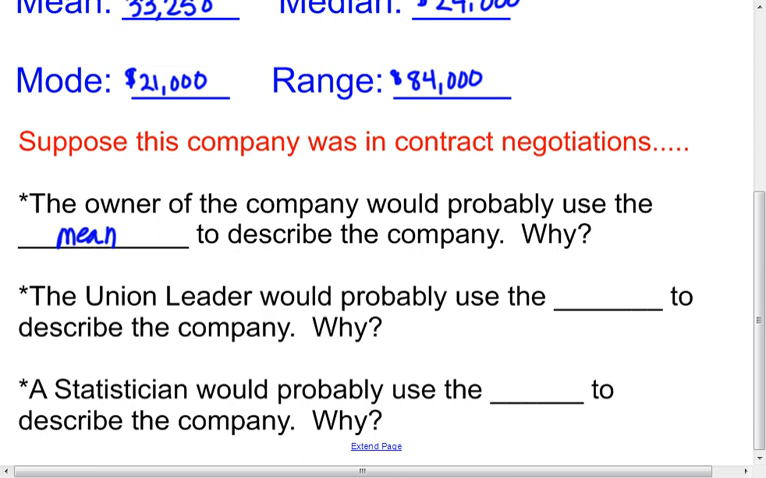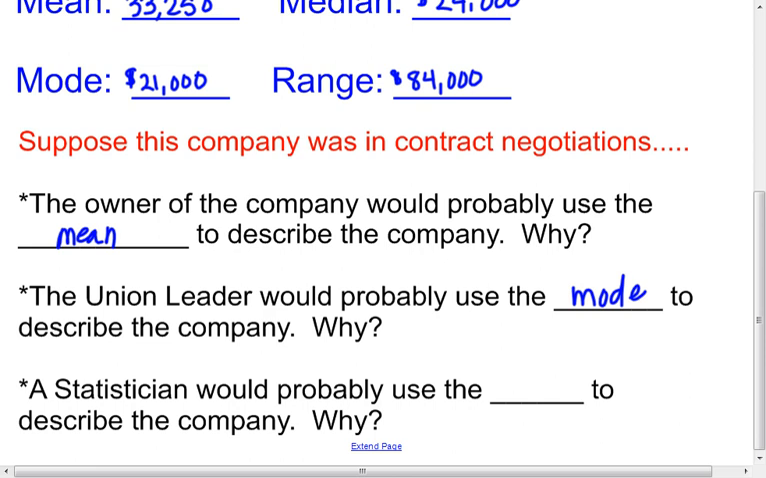The union leader might want to use the mode. The union leader, who's trying to fight for his people, might want the company president and the public to know that our people only make about $21,000 a year and we deserve much more money than that, and we need it because we hardly make anything. If you're the union leader, that's probably what you would do. You would want people to know that you're underpaid, and you deserve or need more money.